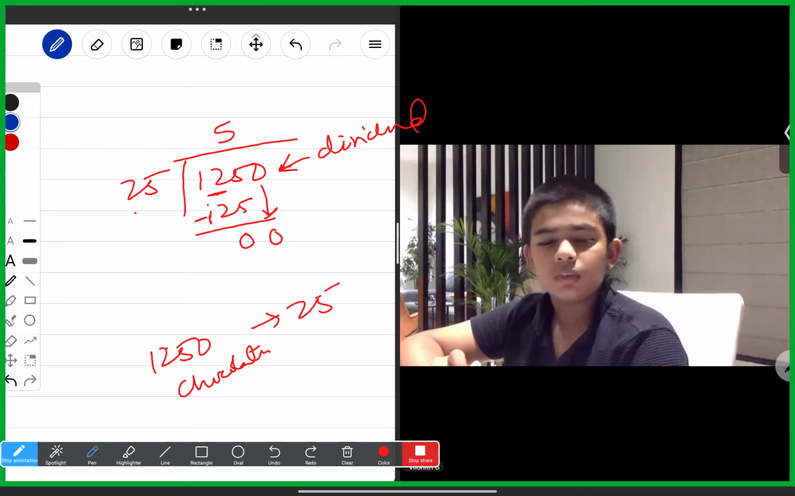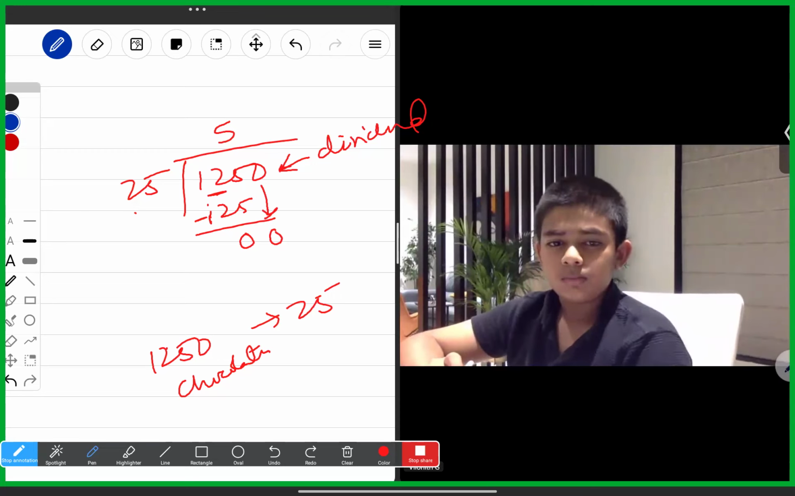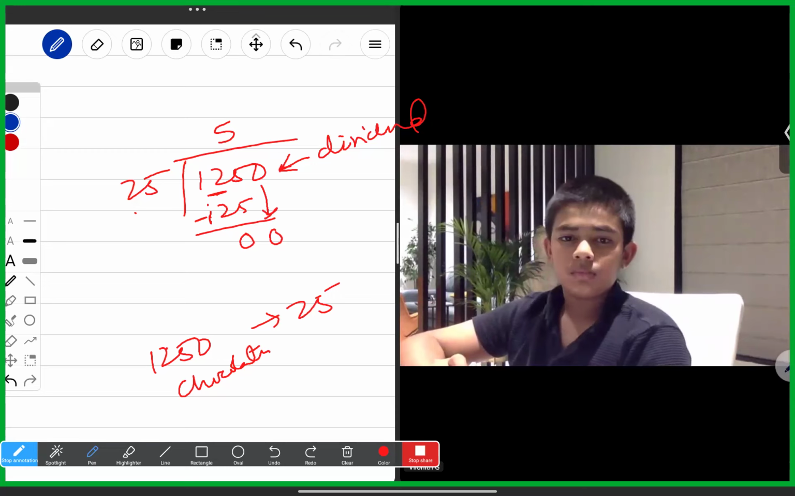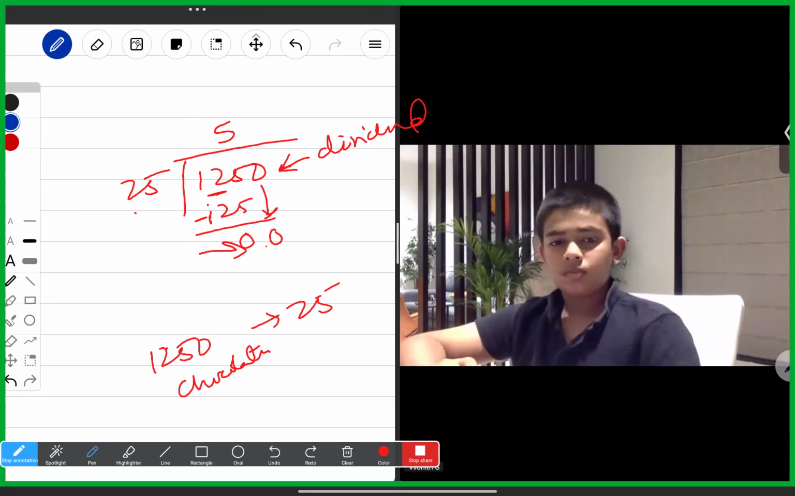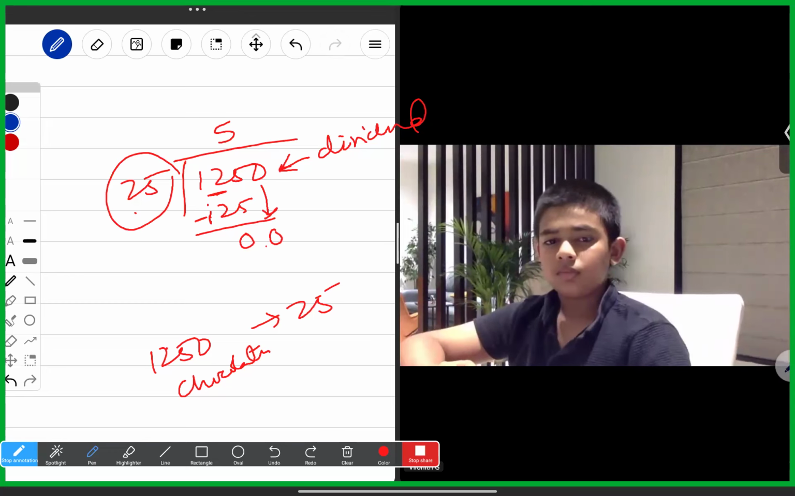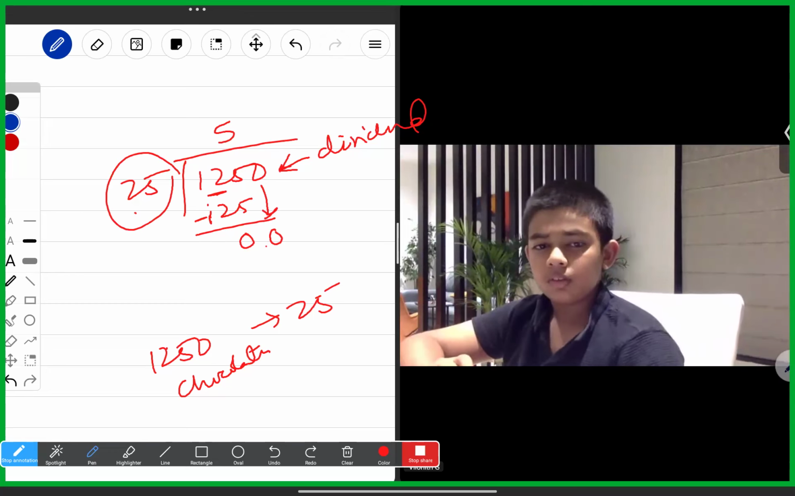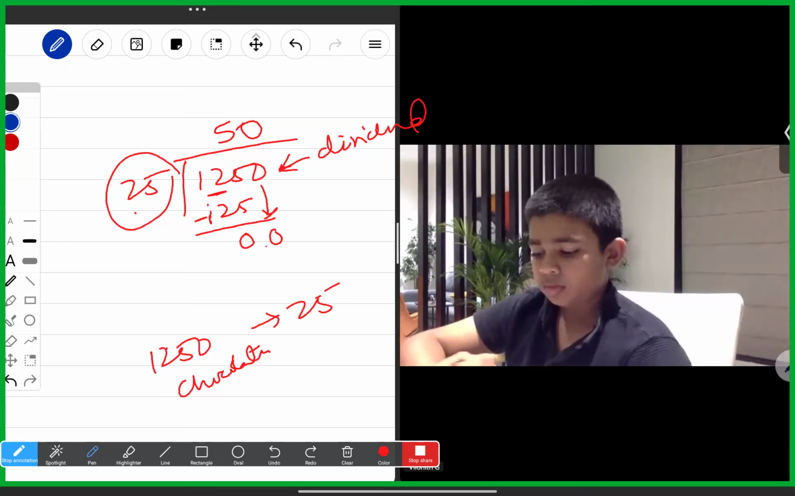Okay, the dividend has to be completely divided, even whether the digit is 0 or anything. Once it is brought down, we have to divide it, but here the number is 0. 0 is smaller than the divisor 25. Yes. But still that has to be divided because it's part of the dividend. So 25 into 0 times. Why? Because 25 into 1 is 25, which is more than 0. So I have to take 25 into 0 times.